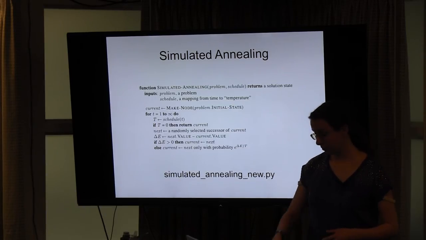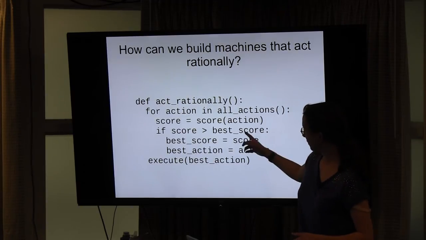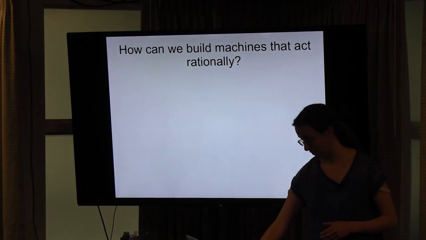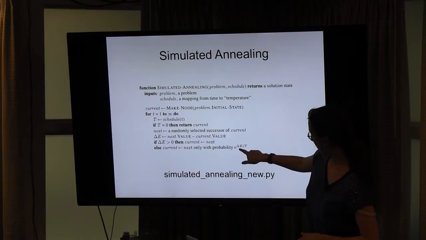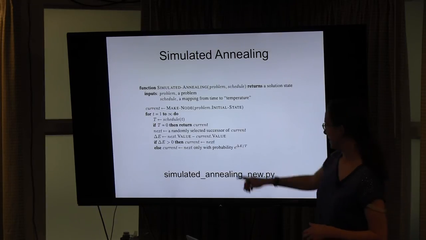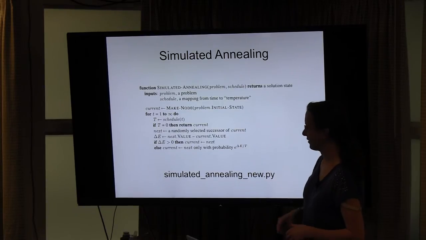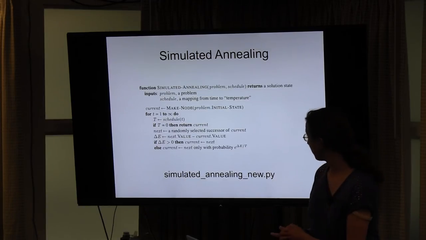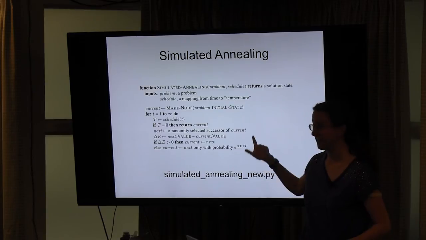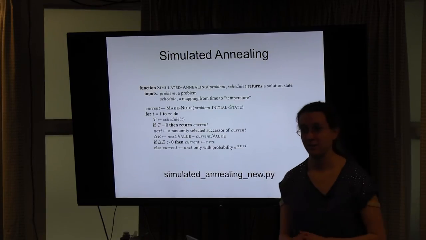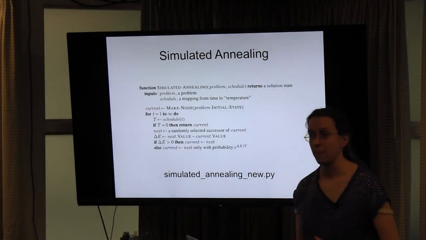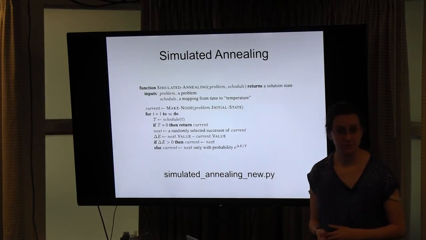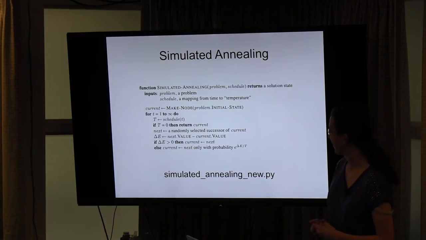Okay? So going back to our act rationally thing, this is putting a little bit more stuff into our scoring function. So the idea behind this probability thing that we're doing, this kind of funky thing, right? We're taking e and raising it to delta E over T, dividing by the temperature to decide what to do. So does anybody want to tell me why they think this is the right probability to accept or reject? Yes. Right. That's good. So what is T? Temperature, yeah.